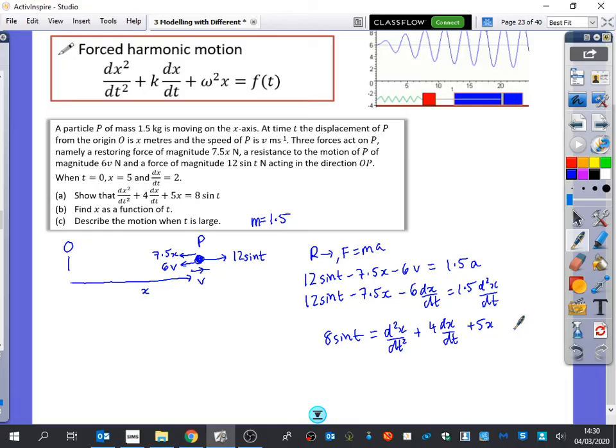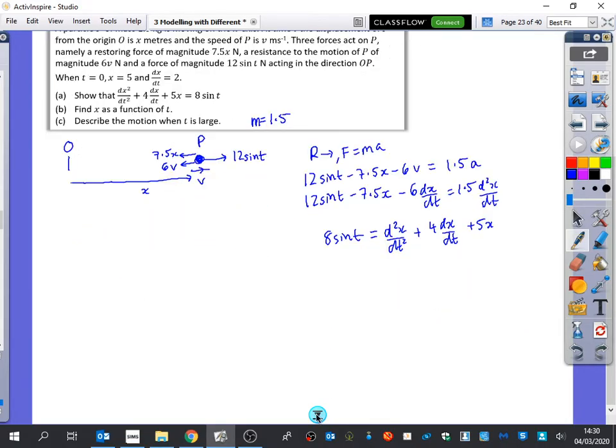Okay? Now we're going to do part B, which is to find x as a function of t. This is basically what the whole question is about. 2 marks, loads of marks, 1 mark. So let's do the loads of marks part. So let's go kind of speedy here.